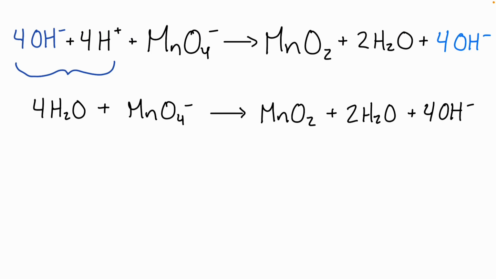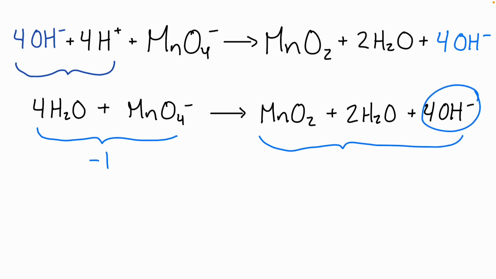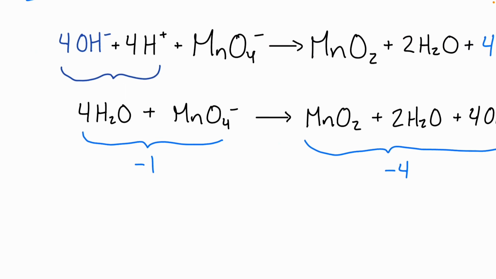All right, let's go over here. Charge balance this business. Four neutral waters plus 1 negatively charged permanganate ion, charge of -1. What about the net charge over here? -4 because of my 4 hydroxide ions. All right, so that means I'm going to need to add 3 electrons to my reactant side.